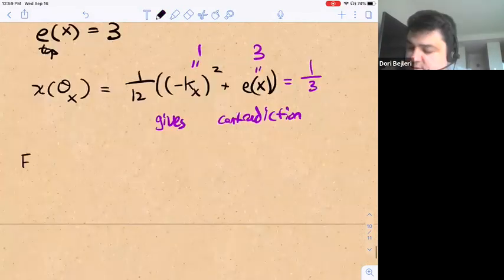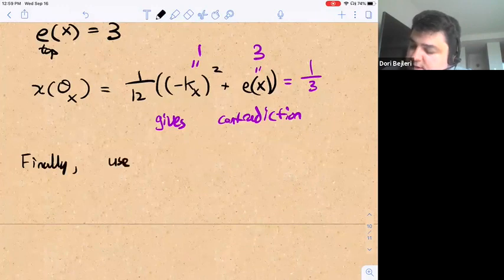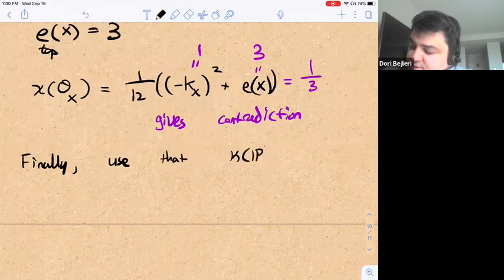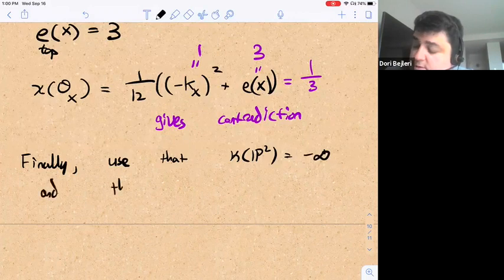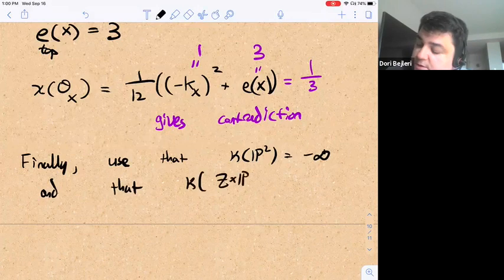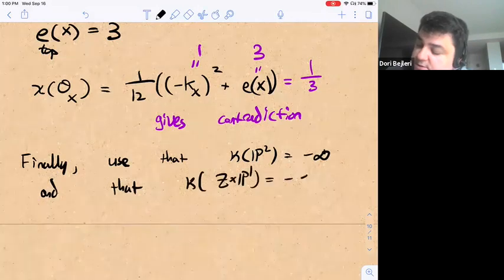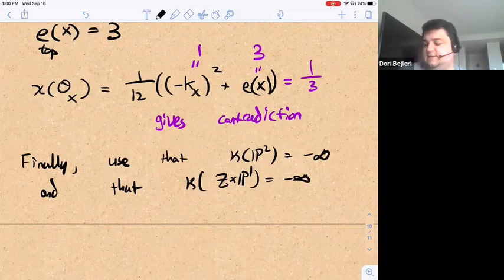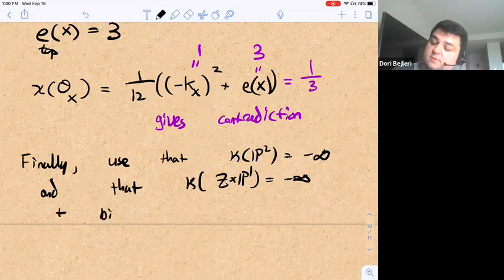So then finally, use that the Kodaira dimension of P2 is minus infinity. And that the Kodaira dimension of a curve times P1 is also minus infinity. So this you can check for yourself to see that in this case we had to be in the Kodaira dimension minus infinity case.